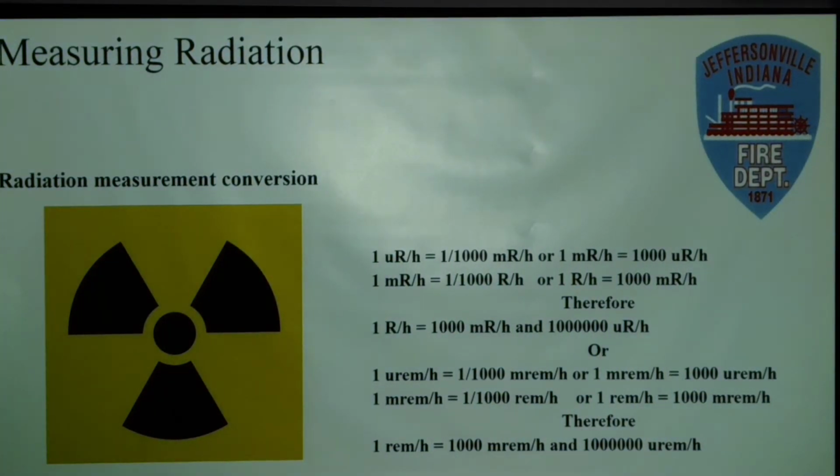Now, this is important because this is what your meter is going to read to you. 1 micro-R, micro-rem, micro-rad equals 1/1000th millirem, millirad, or milli-R. Or if you look at it this way, 1 millirem equals 1,000 microrems, 1 milli-R equals 1,000 micro-Rs, or 1 millirad equals 1,000 microrads. Similarly, 1 milli-R, millirad, millirem equals 1/1000th rem, rad, or R. So 1 R would equal 1,000 milli-Rs or millirems or millirads.